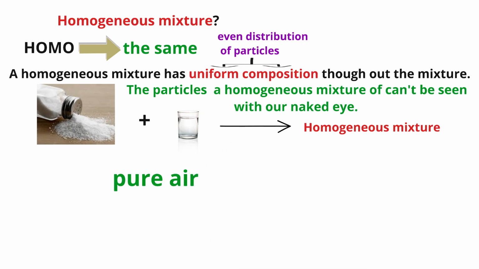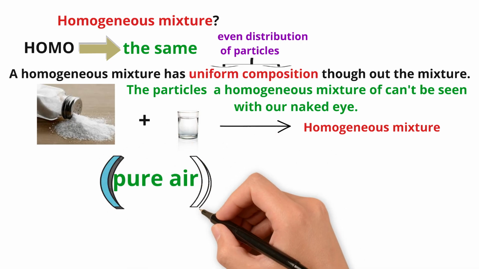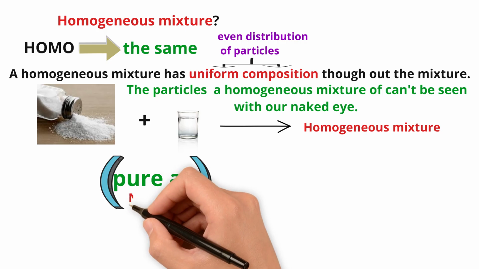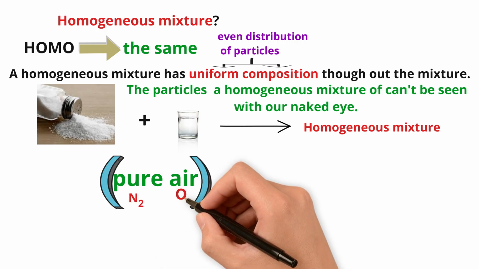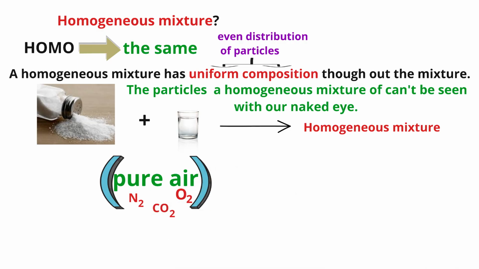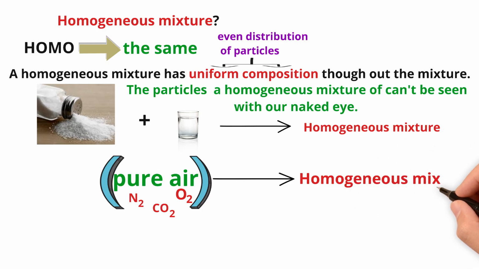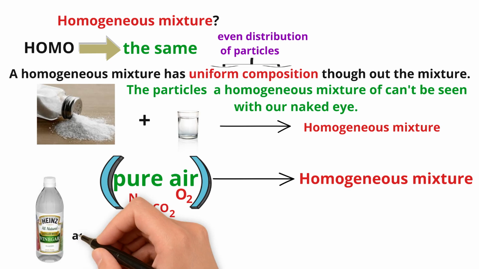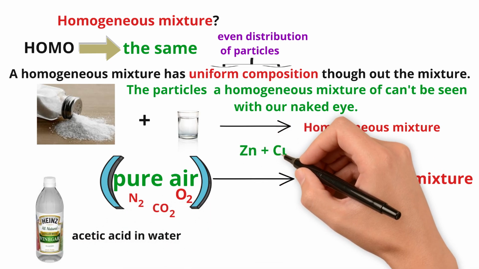Pure air is an example of a homogeneous mixture. Pure air is a combination of nitrogen gas, oxygen gas, and carbon dioxide. Therefore, it is an example of a homogeneous mixture. Another example, aceto or vinegar is an example of a homogeneous mixture.